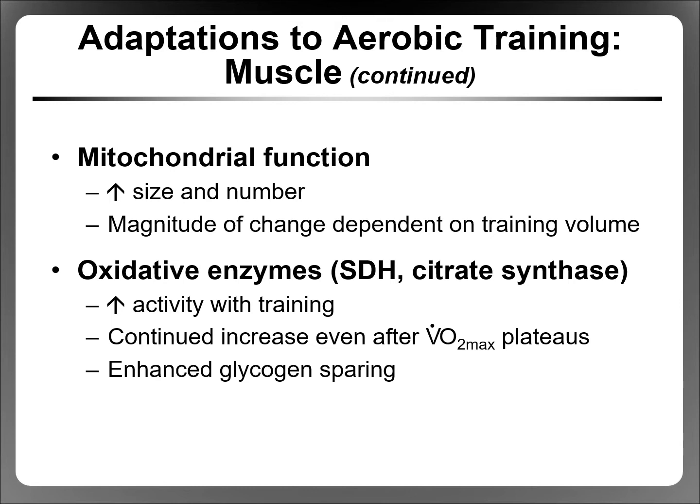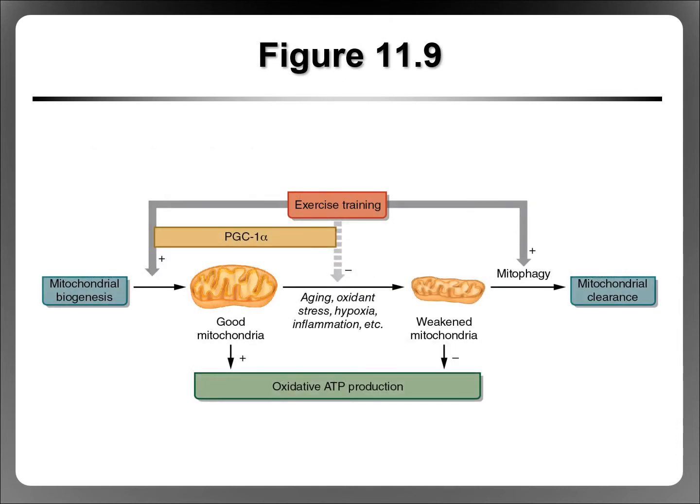And even though my VO2 max may plateau, this is still going to continue to change with training. So even though I may be training and I've gotten my VO2 as high as I possibly can, this can still come in and make us more efficient, particularly in sparing glycogen. All right, so this is a nice little summary slide looking at the mitochondria and the interactions there.